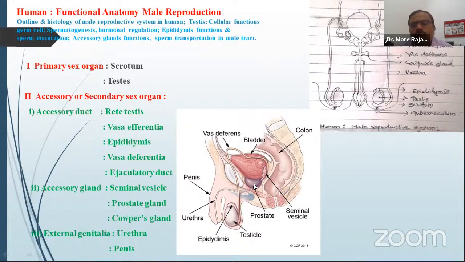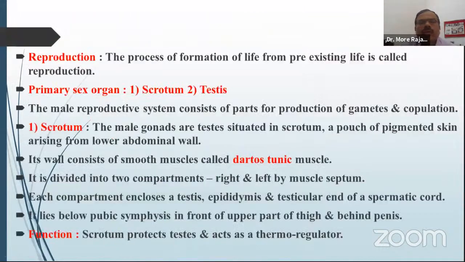And the glands visible in this figure: this is one of the glands, called the prostate. This is another gland, called the seminal vesicle. And the tubules we are observing here include the vas deferens, which is coming from the epididymis. This is the vas deferens, and further it is connected to the seminal vesicle, and by joining with the other ducts it becomes the urethra, which opens at the tip of the penis. So these are the two important figures for understanding the further details related to male reproduction. Now come to the next slide.